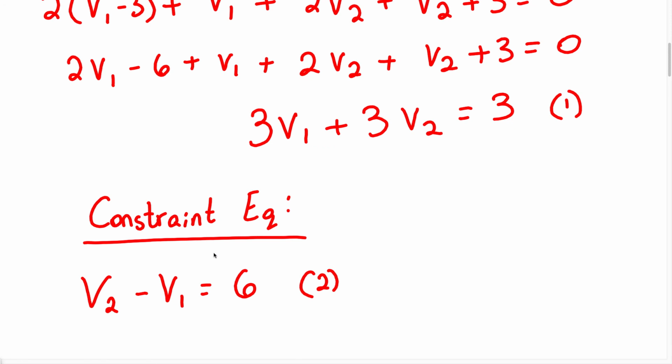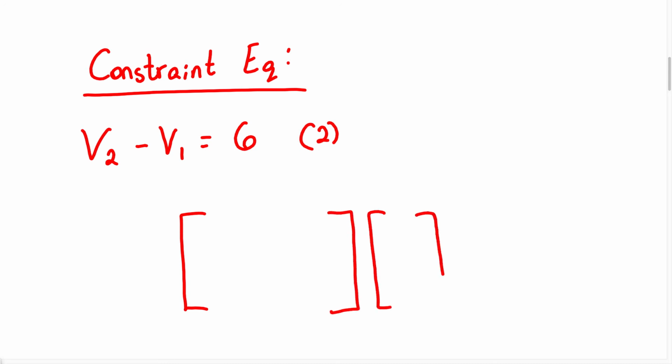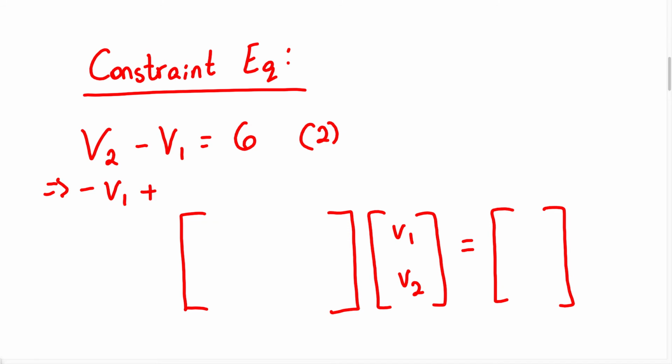Now when we look at our 2 equations, we have the same unknowns, which means we can solve this using systems of equations. So I'm just going to use the matrix method, right? If you want to use simultaneous equations, you can. I know the unknowns are going to be V1 and V2. I'm just going to rearrange this equation to be negative V1 plus V2 equals 6.